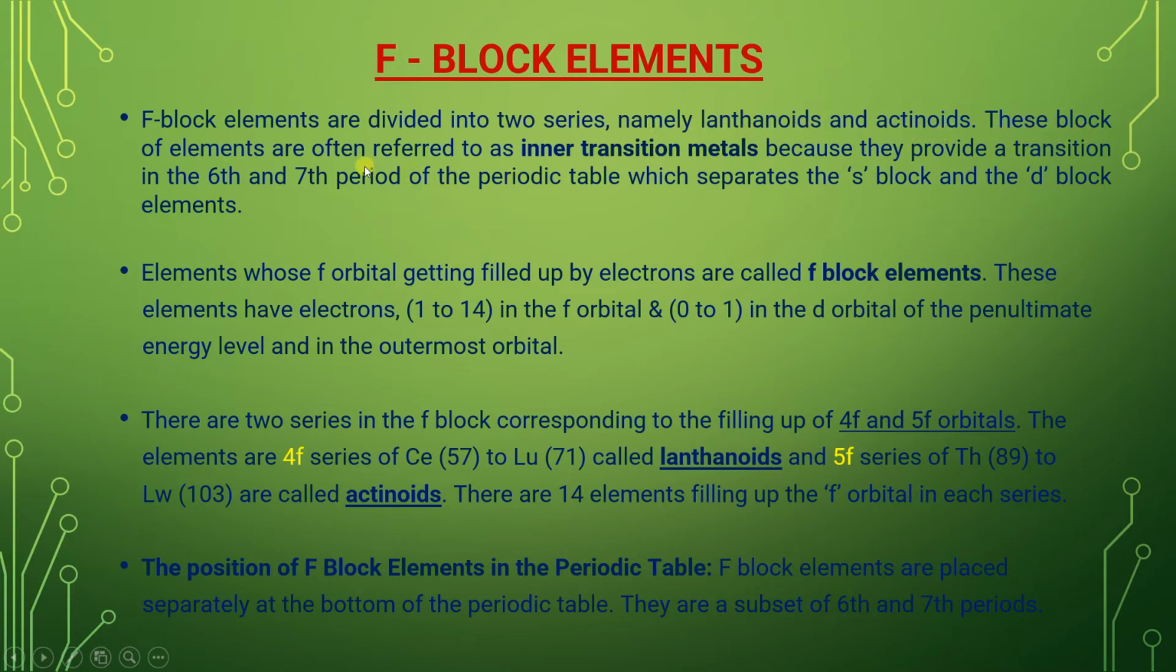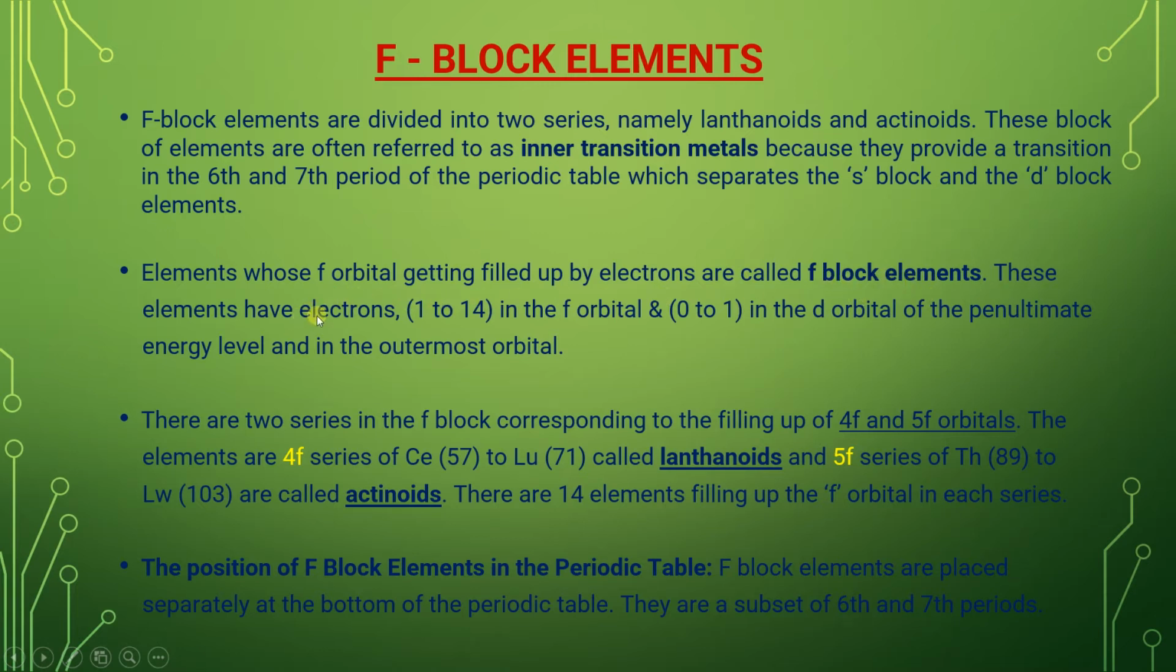These block of elements are often referred to as inner transition metals because they provide a transition in the 6th and 7th period of the periodic table which separates the S block and the D block elements. So F block elements are called inner transition elements, whereas D block elements are called main transition elements or the metals. The elements whose f orbital is getting filled up by electrons are called F block elements.